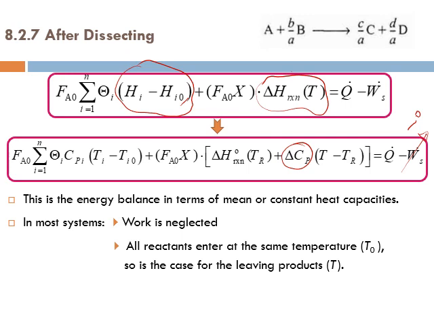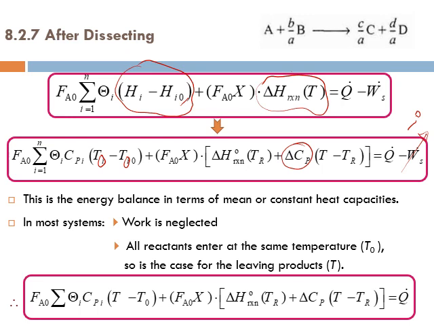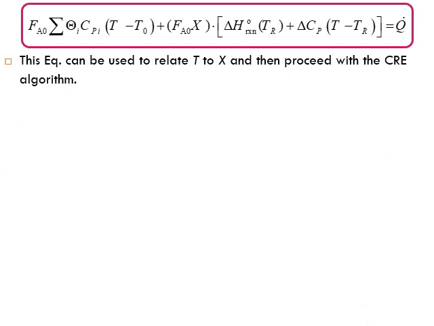Also, in most systems, all reactants enter at the same temperature, T0. So is the case for the leaving products, T. So all the feed comes at the same temperature, T0, and all the products leave at the same temperature. So there is no need to put an i here for every species. So we just write it without the i, and then we also remove the shaft work if it was not significant. So this equation can be used to relate T to X and then proceed with the CRE algorithm.